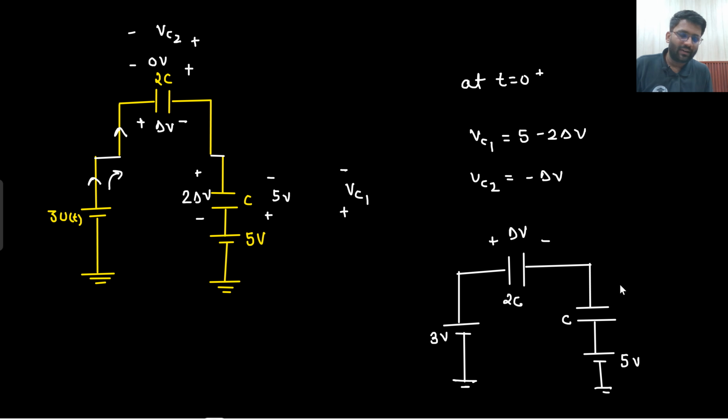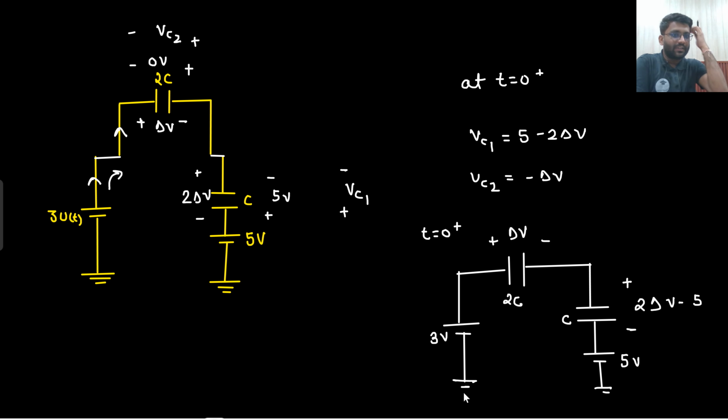If I write down the voltage in this direction, from up to down, because this has developed delta V, then it would be 2 delta V minus 5. 2 delta V minus 5. Did you understand this point? Just opposite I am writing down, no? Polarity I am changing. So this is the scenario at t equals 0 plus.